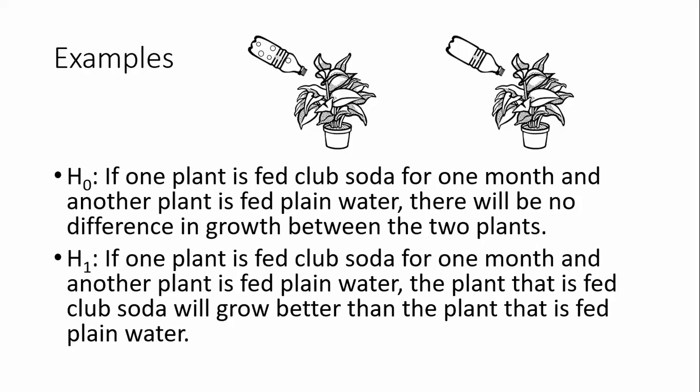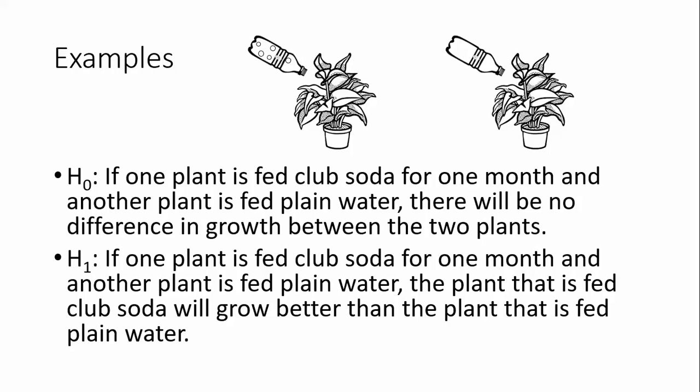Your hypothesis might be, you think club soda would probably improve the growth of plants. So your alternative hypothesis is there's a relationship between these two variables, what I'm giving the plants and how they're growing. So that's if one plant is fed club soda for 1 month and another plant is fed plain water, the plant that is fed club soda will grow better than the plant that is fed plain water.